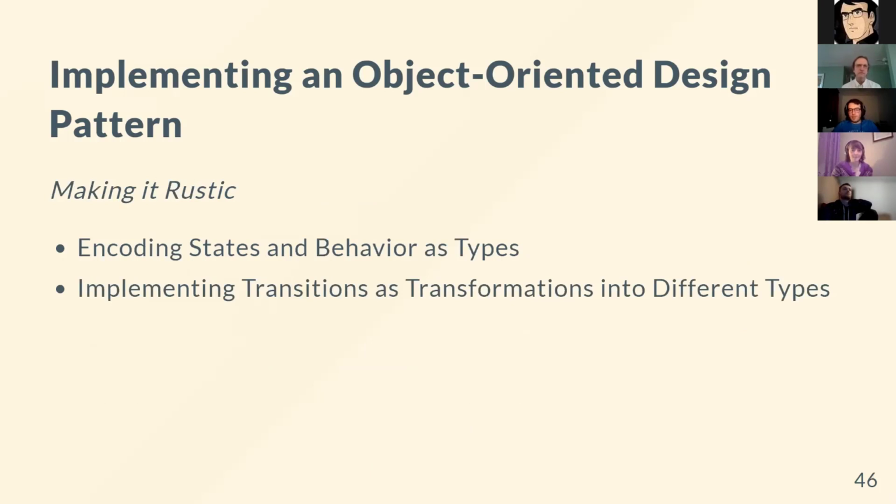So it proposes some ways to make it rustic. In the Discord chat, somebody proposed that making code more Rust-like is corroding, i.e. to develop Rust. I think rustic is pretty good. So it proposes two ways to make this code more rustic. The first is to encode states and behavior as types. And the second is to implement transitions as transformations into different types, i.e. to leverage the type system.